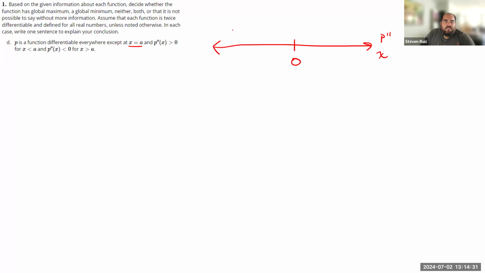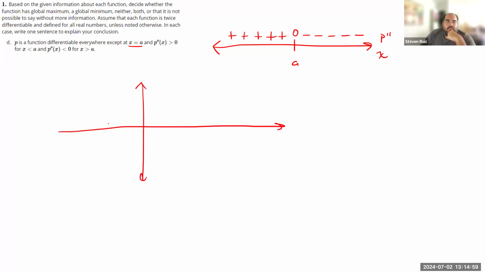So basically my function goes from concave up. This is not 0, this is A. And it goes to concave down. Okay. So that's what my function looks like. Let me see if drawing a graph gets us some more insight. So let's say this is A. My function is differentiable everywhere except at x equals A.